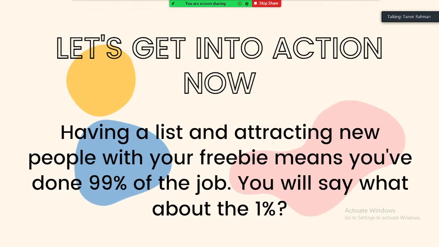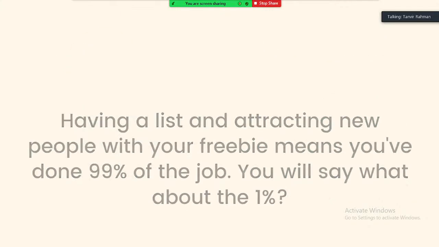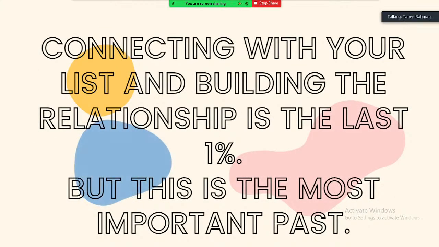Let's get into action right now. Having a list and attracting new people with your freebie means you have done 99% of the job. But you'll say, what about the last 1%? That's the important part. Connecting with your audience and building the relationship is the last 1%, but this is the most important part.